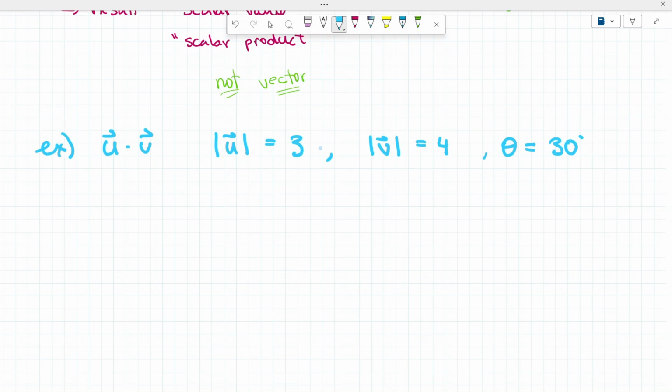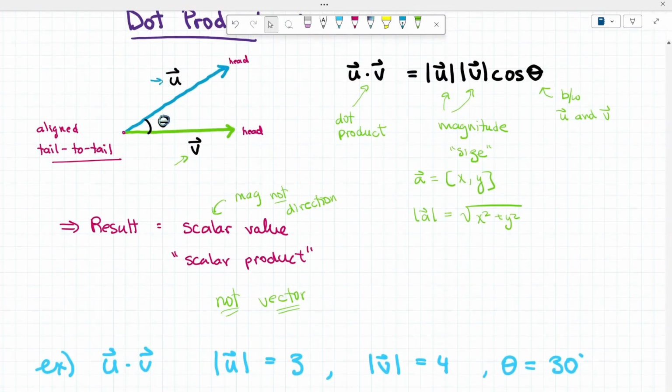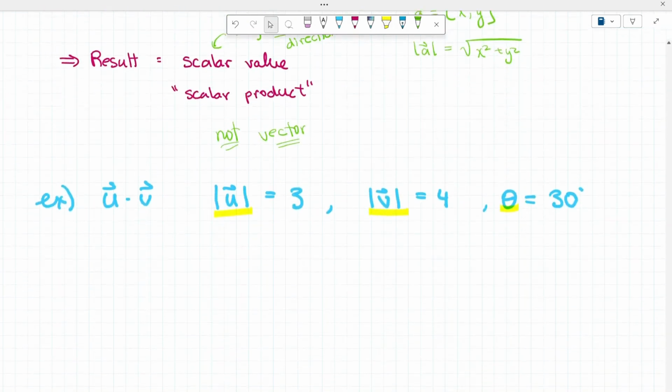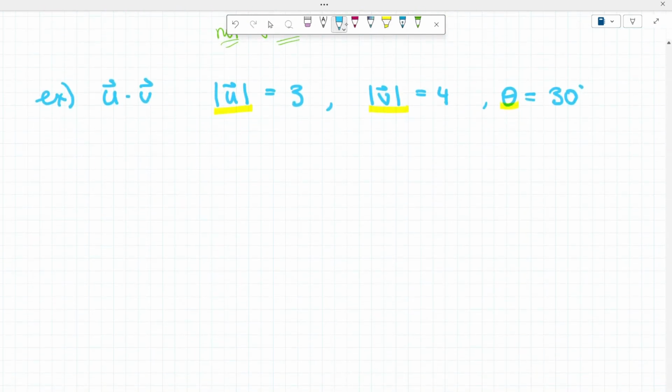So let's go ahead and use this formula. Like I mentioned, we use the formula that we have the information for. Here we're given the magnitude of u, the magnitude of v, and theta, and we have all those components in this equation. We're able to fill it in, so we can right away use this equation. That's actually very, very nice for us here.